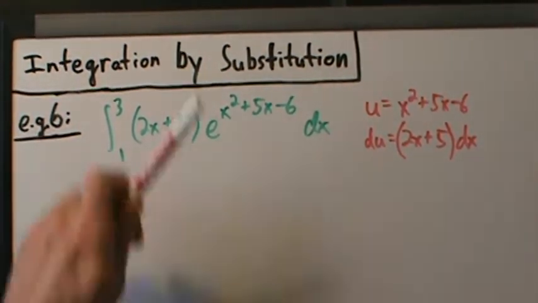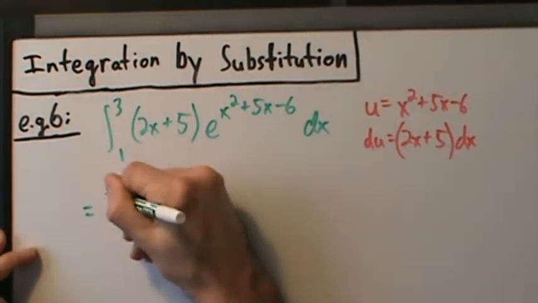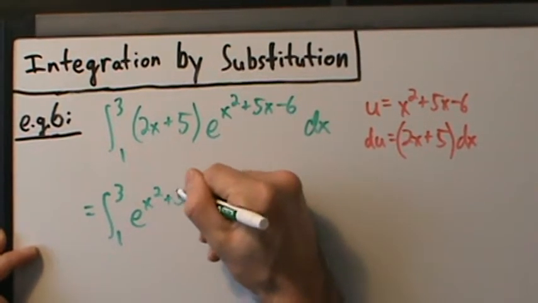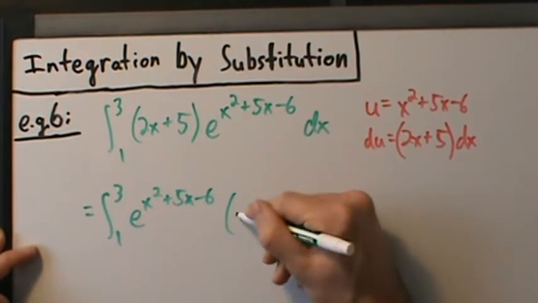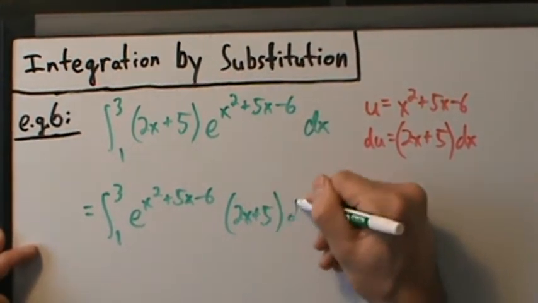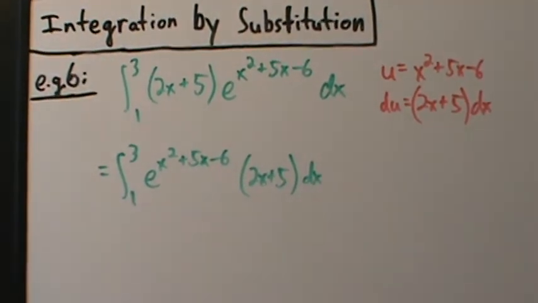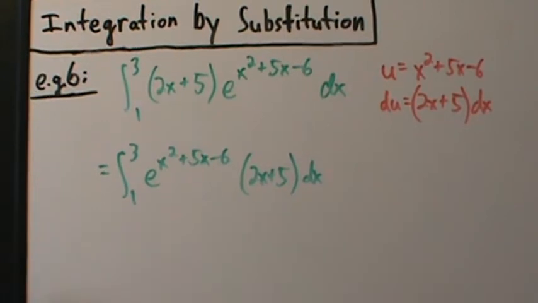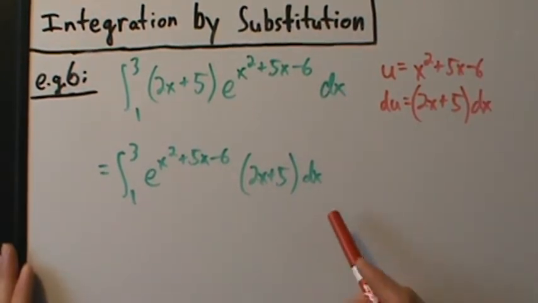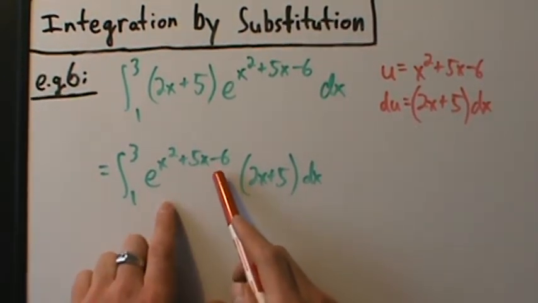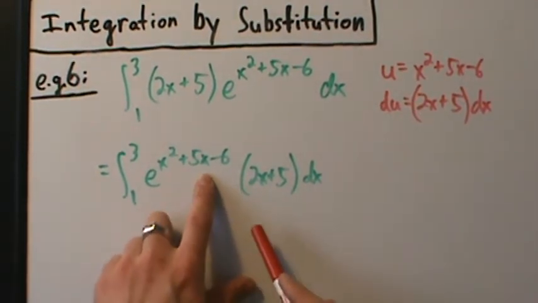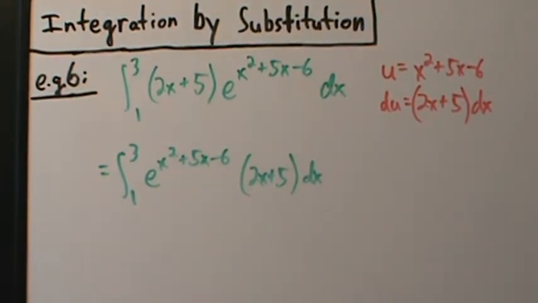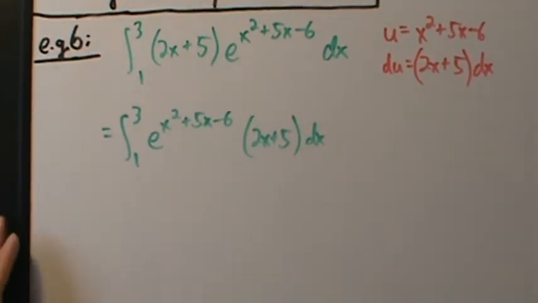So let's rewrite this so it's a little more clear. This is an integral from 1 to 3 of e to the x squared plus 5x minus 6, times 2x plus 5 dx. Again, if this function and its derivative didn't jump out at you, then you could try to let u be the inside guy. And what's the inside guy? Here, x squared plus 5x minus 6 is inside of this exponentiation. So this is e to a function. This function is the inside guy, so let u be that. Two different ways to think about it, both work.